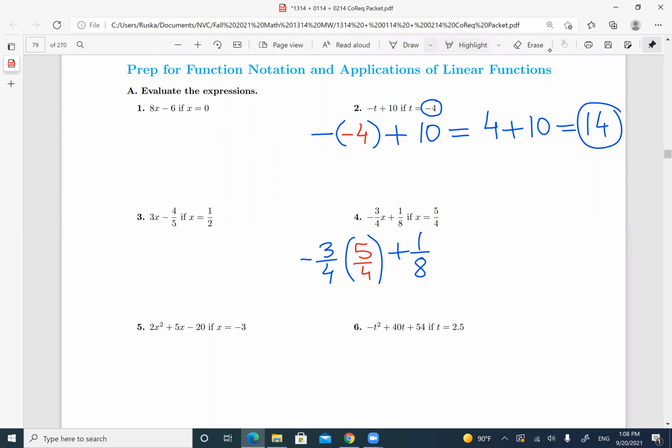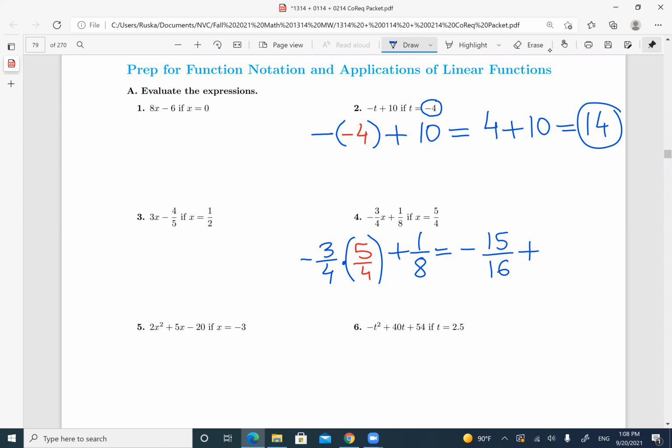And then we're going to simplify following the order of operations. So what is the order of operations? We're going to multiply, and then you're going to add or subtract. So we're going to multiply first here, -3/4 and 5/4. Because you're multiplying, you can see if you can cancel something up and down. In this case, 3 and 4 don't cancel, and 5 also doesn't. So I'm just going to multiply straight across. So I have negative 3 times 5 is -15 over 4 times 4 is 16, plus 1/8.